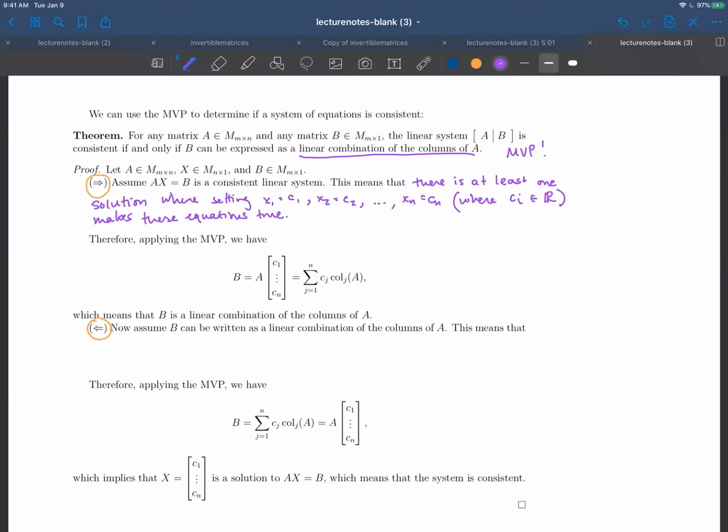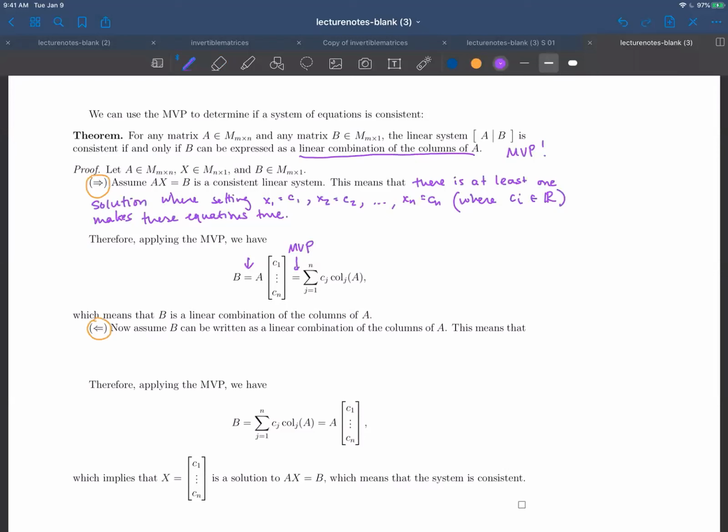And that means that when we apply the MVP, we know that A times this vector with the c's plugged in is going to be B. So that's our first equality. And the MVP tells us that we can rewrite that product as a linear combination of the columns of A, where the scalars are the c's and they get multiplied by the appropriate columns of A, and we add them together. So that takes care of that direction. And on the other hand, let's assume that B can be written as a linear combination of the columns of A.